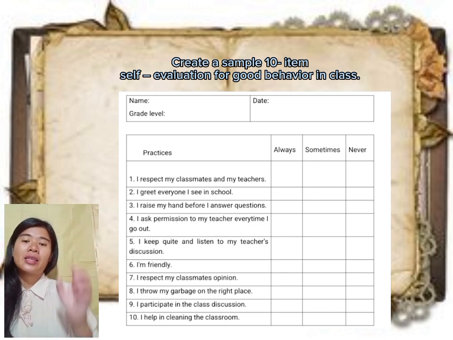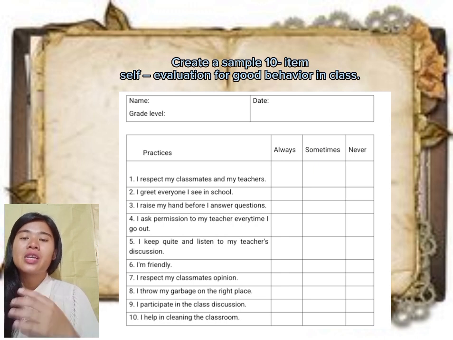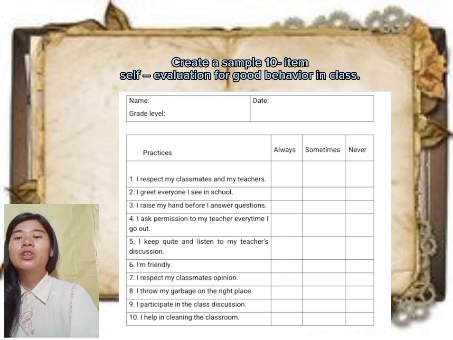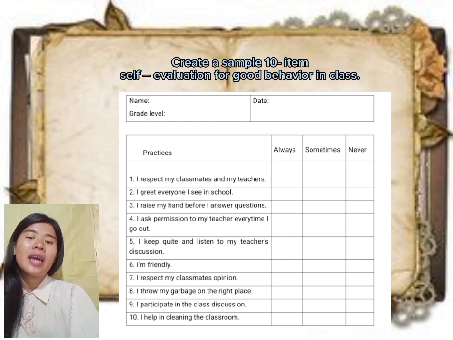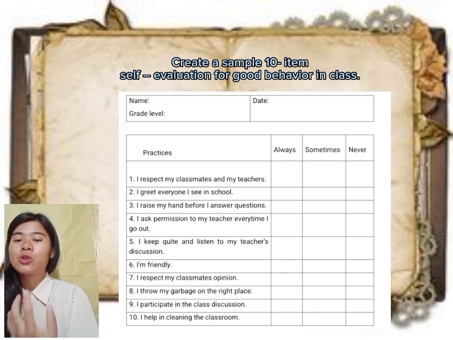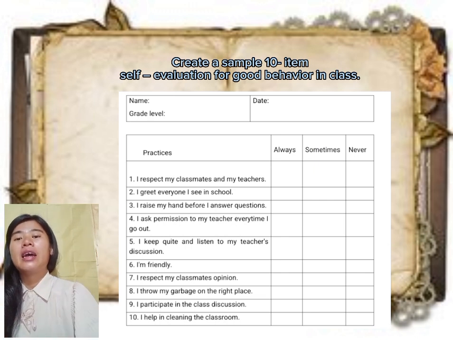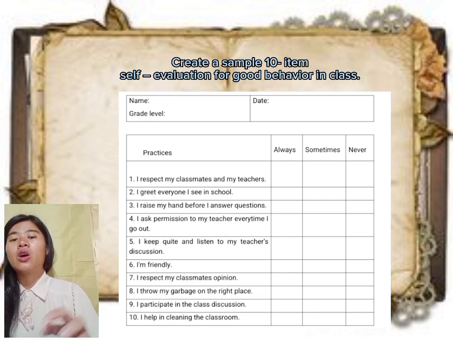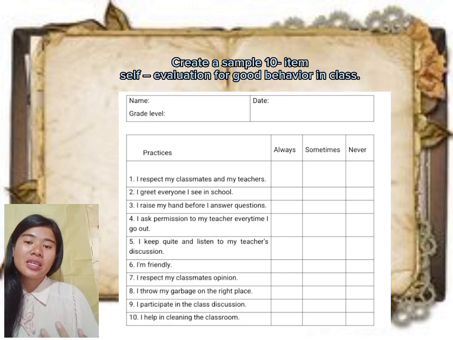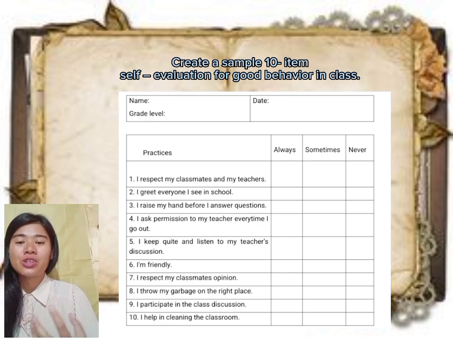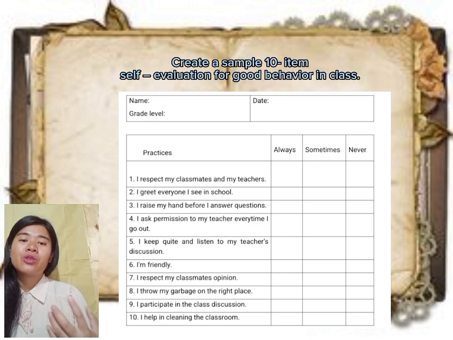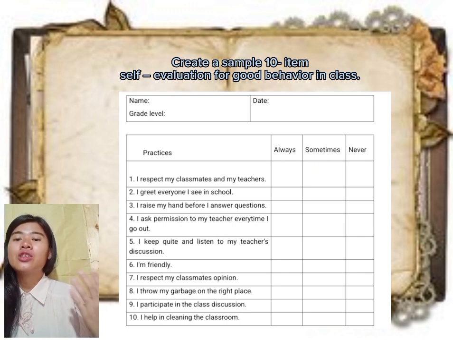So the first item is, I respect my classmates and my teachers, in which he or she shows respect. And then, I greet everyone I see in school, in which she says good morning, good afternoon, and has a greeting for everyone in the school. And then next, I raise my hand to answer questions, a sort of asking permission. And then, I ask permission from my teacher if I go out. Next is, I keep quiet and listen to my teacher's discussion.